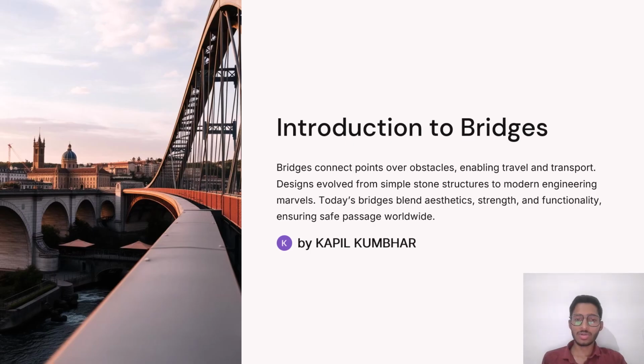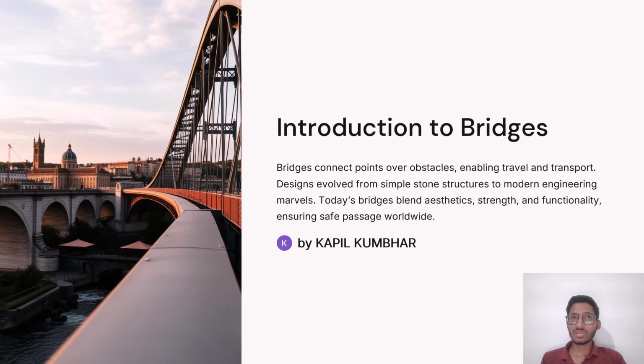So today's presentation topic is bridges. So firstly, what is a bridge? Bridges connect points or obstacles, enabling travel and transport. Design evolved from simple stone structures to modern engineering marvels. Today's bridges blend aesthetic strength and functionality, ensuring safe passage worldwide.